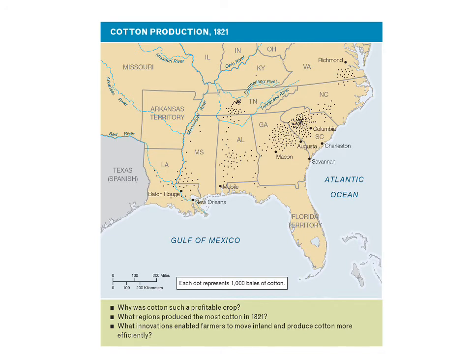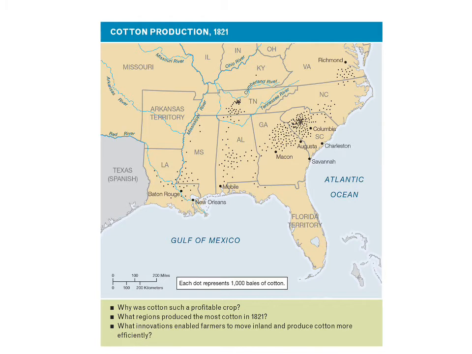This slide shows cotton production in the United States in 1821. The next slide will look around 1860. Each dot represents 1,000 bales of cotton. A bale of cotton is 500 pounds of cotton.